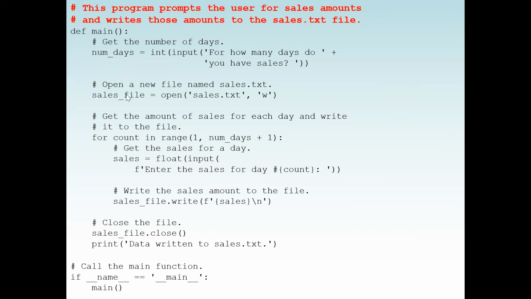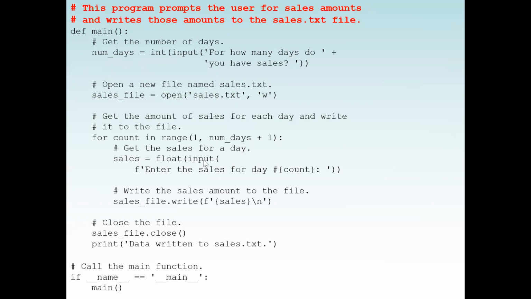Now we're going to get the amount of sales for each day, then we write it to the file, which means we save it to the file. So we are using the for loop. We say for count in range 1 to number of days plus 1. The number of days will tell us, for example, if the number of days is 10, then it will give us 10 values for the 10 days. So we know the range starts from 0. If it's 10, it goes from 0 to 9, so we add 1 to it. We start from 1, then number of days plus 1.